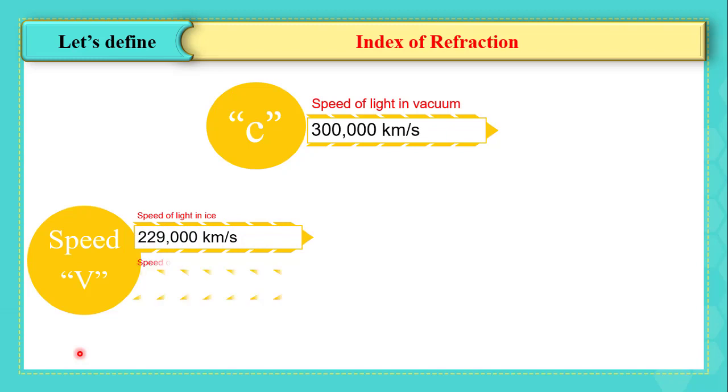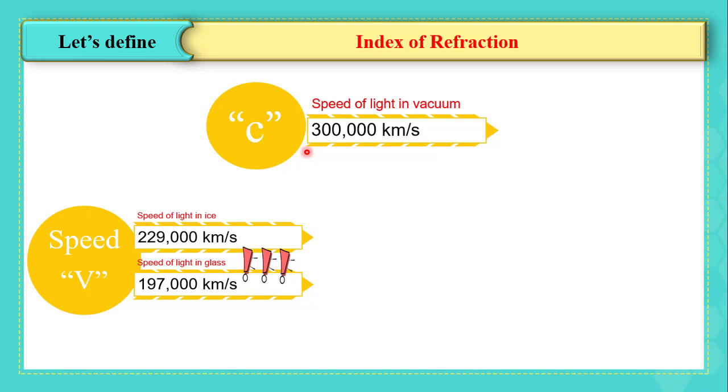Then, whatever the speed of light in a specific medium, for example, 229,000 km per second in ice, and 197,000 km per second in glass, it is for sure less than its speed in vacuum, which is denoted by small c, where c is equal to 300,000 km per second. So, as the light passes from air into any other medium, its velocity of propagation decreases, and this diminution depends on the medium itself.